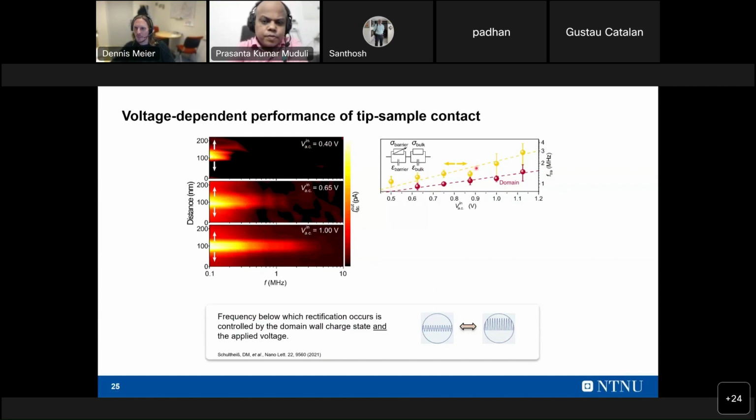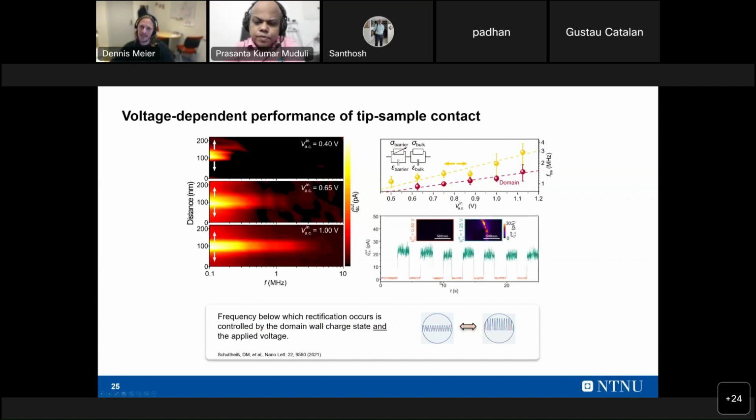The drop frequency increases with increasing AC voltage. Same for the domain, but all the time we stay above the domain. So the frequency below which rectification occurs is controlled by the domain wall charge state and the applied voltage. That's illustrated here in this equivalent circuit model. We need to take into account that also the barrier is voltage dependent, and it decides where we go from sinusoidal to rectified currents. And that we can utilize now.